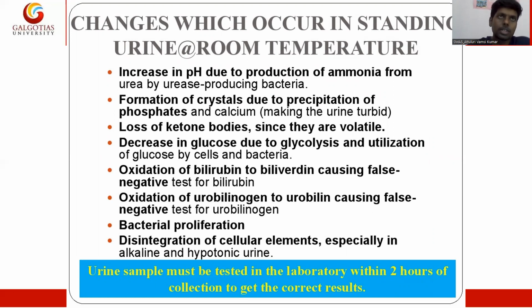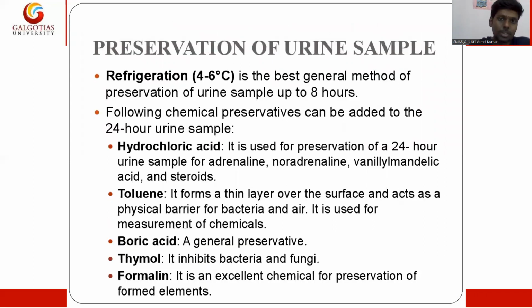If you leave the urine for a while, it causes pH changes, crystals will form, there will be loss of ketone bodies, a decrease in glucose, oxidation of bilirubin, oxidation of urobilinogen, bacterial proliferation, and disintegration of cellular elements. So preservation of urine is very important. Urine is generally preserved at 4 to 6 degrees centigrade in a refrigerator, or by using HCl, toluene, boric acid, thymol, or formalin crystals.